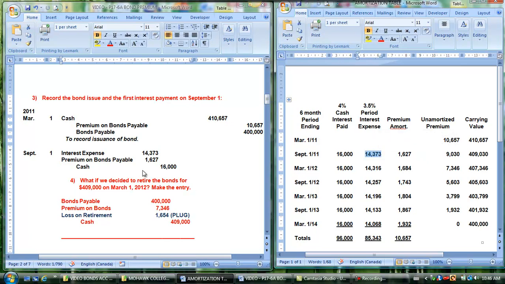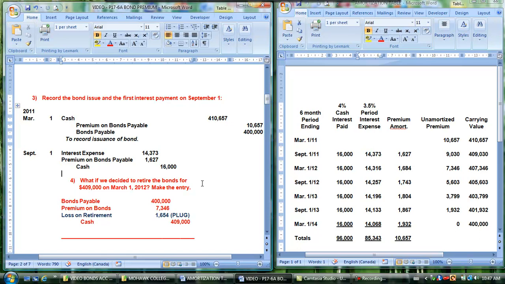Therefore, I know that I'm going to book interest expense of $14,373 over the entire 6-month period, but I'm also amortizing premium of $1,627, which is here. Now don't forget, because we had set the premium up in a credit, when we amortize premium, we're debiting it. So we have to reduce it, or debit it, by $1,627, and then we're going to credit cash for $16,000.